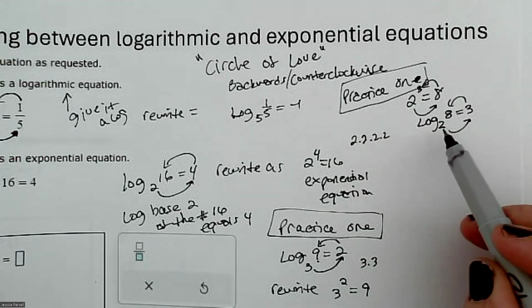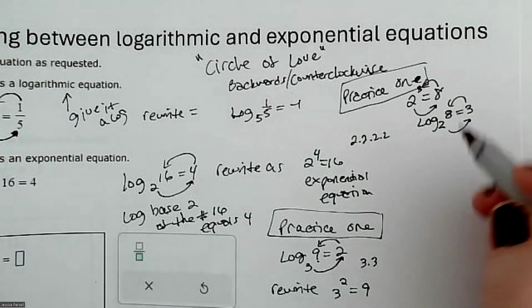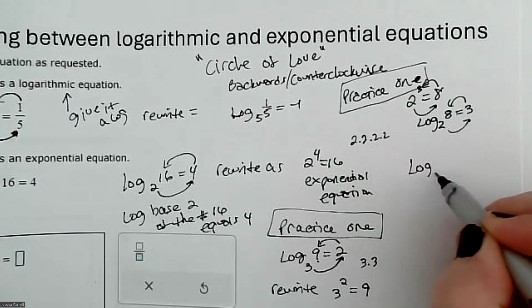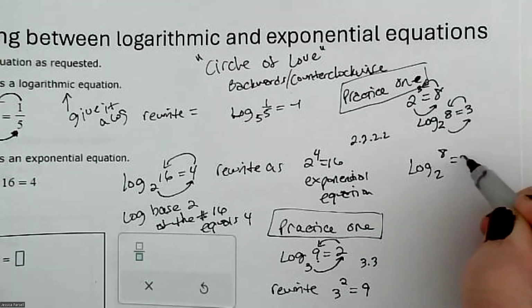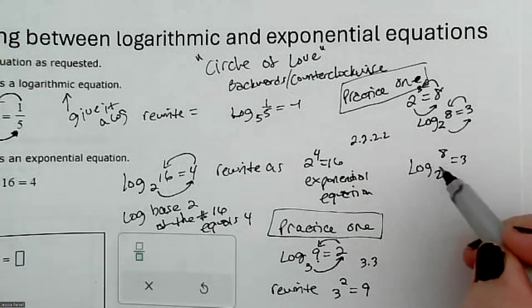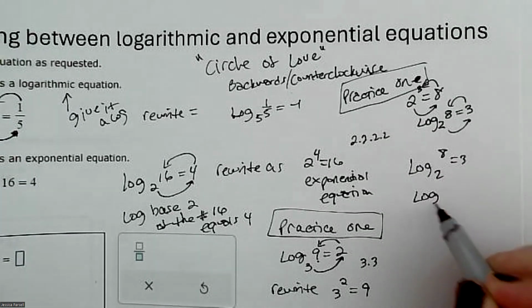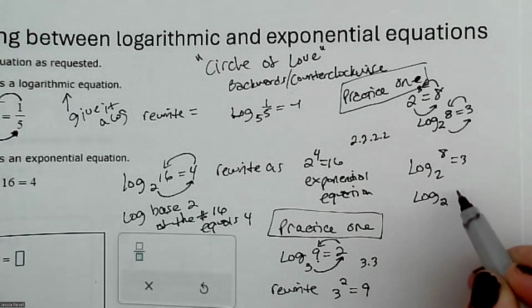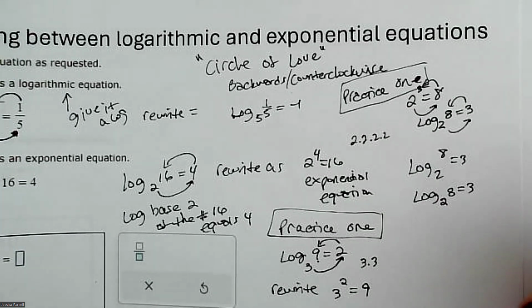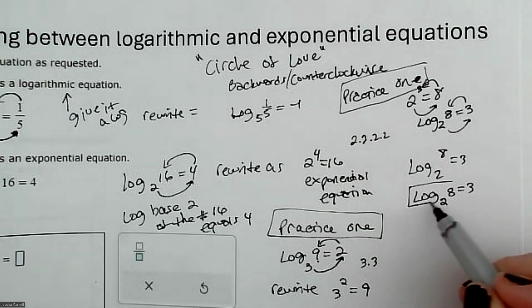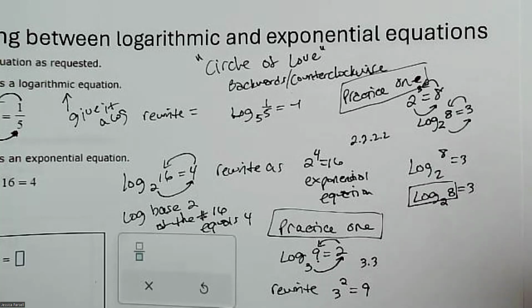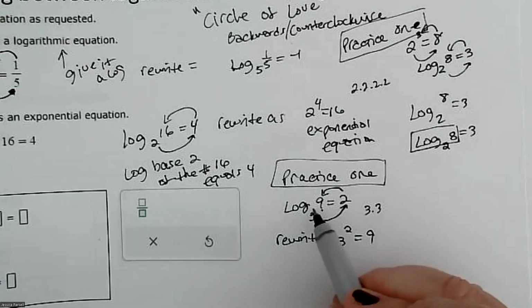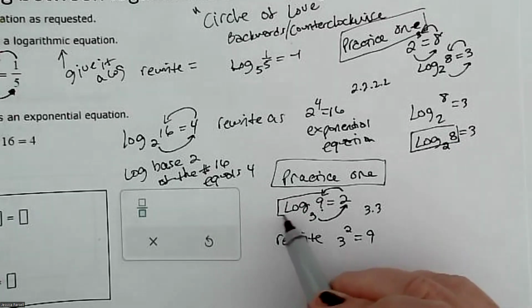Now I want to show you something too that you need to be careful of. This is not log base 2 and 8's way up here equals 3. That 8 is at the same height as the log. So log subscript or base 2 of 8 equals 3. This needs to be on the same level, all right? Same thing here. This 9 and this log, they need to be at the same height.